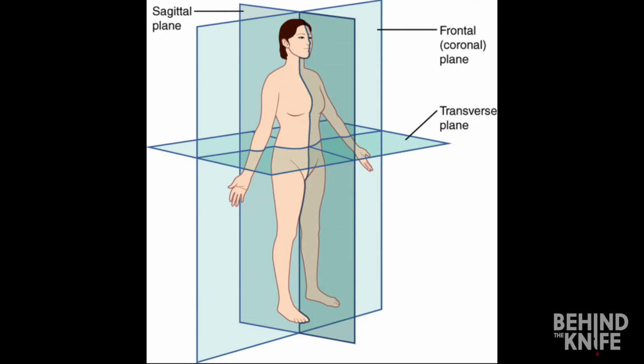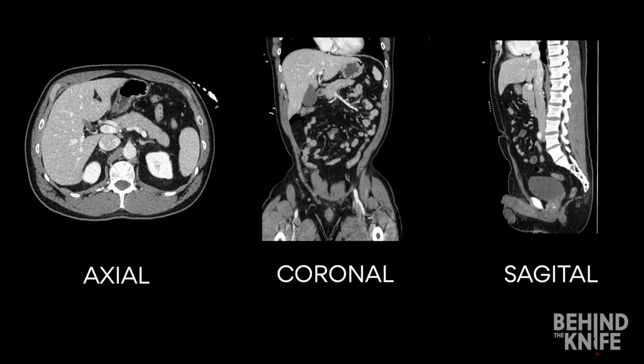Now, the axial, coronal, and sagittal planes can be confusing. Remember, the axial plane is the transverse plane. It's like cutting through a loaf of bread, and it's the shortest of all the cuts, while the coronal and sagittal planes slice the body from the head to toe and are longer cuts. The coronal plane slices from front to back or back to front, and the sagittal plane slices from side to side.